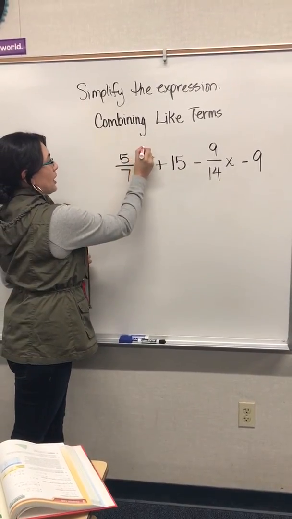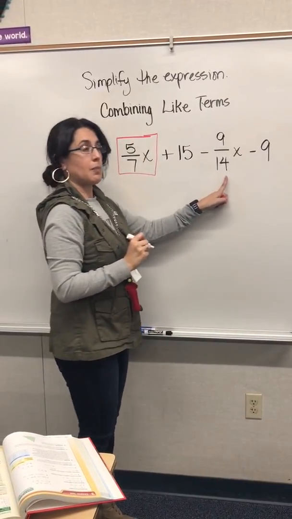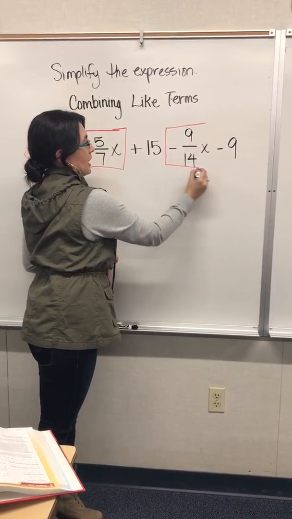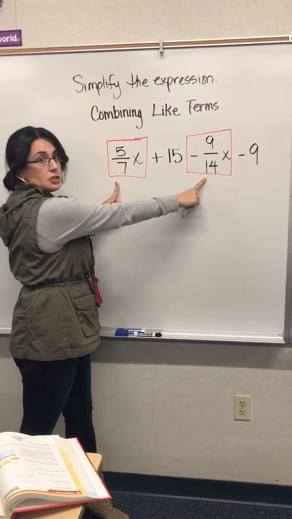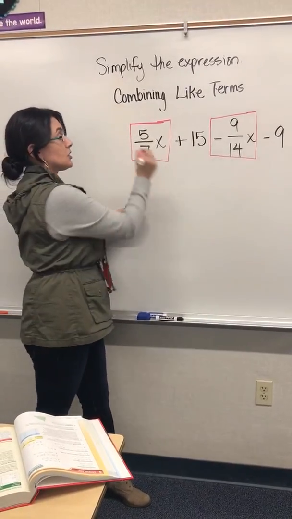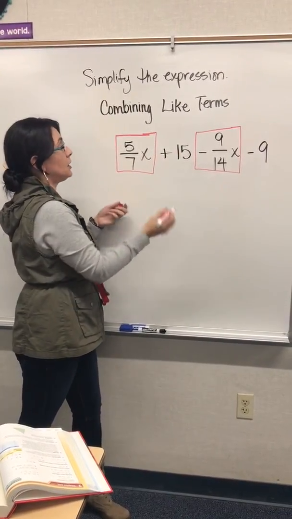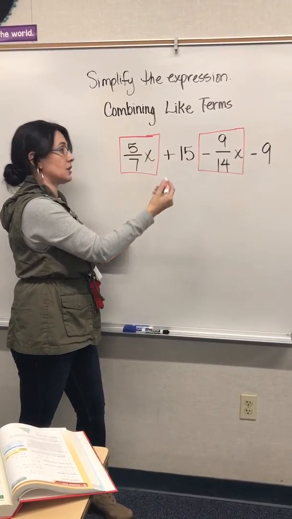I'm going to go ahead and box my 5/7 x, and then I'm going to box my negative 9/14 x, so that I know they're like terms, they have the same color. At home, if you have highlighters, then you want to highlight them the same color. Because it's a whiteboard, I can't highlight, but I can box them with different colors.